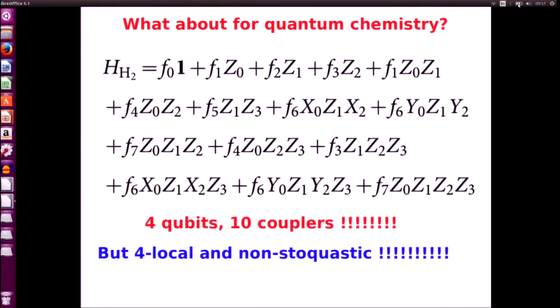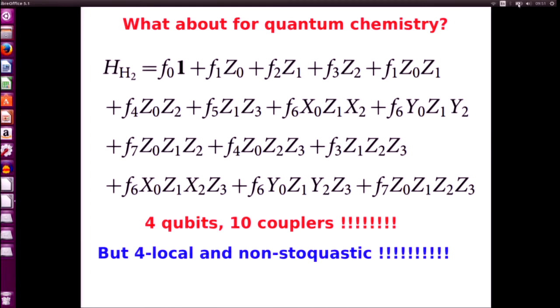What about quantum chemistry? We have this Hamiltonian. This is not H2O. It's not water. It's H2O without the O, just H2. This is from Ryan's paper that I showed you earlier. Only 4 qubits and 10 couplers. And you're done. You have the ground state energy of H2 at any point of the potential energy surface. But there's 4 local terms.